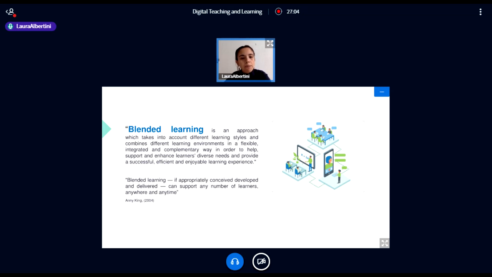And also the idea that if blended learning is properly conceived, developed and delivered, so all these passages are very important, these methodologies can support any number of learners anywhere and at any time. So indeed, this view inspired us when the pandemic had already hit, and we moved in November 2020, when the UK enters the second COVID lockdown, to a fully online experience for teaching.